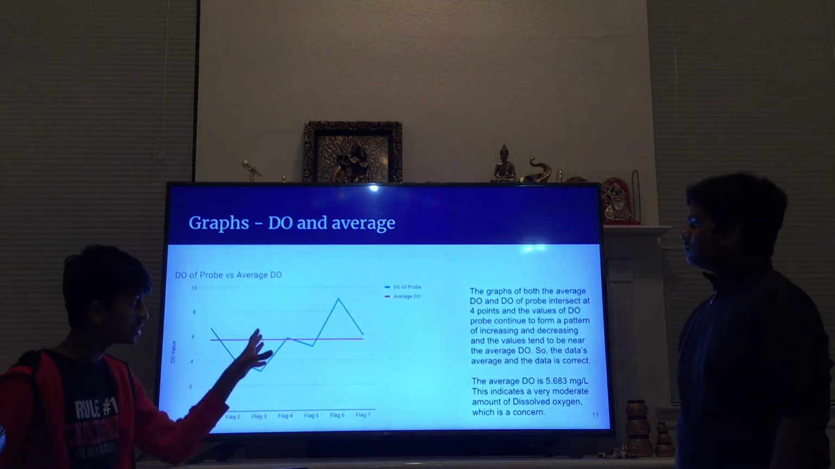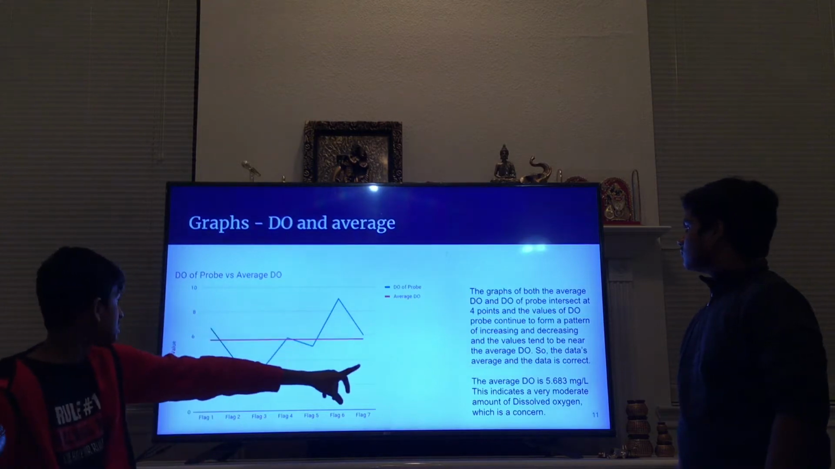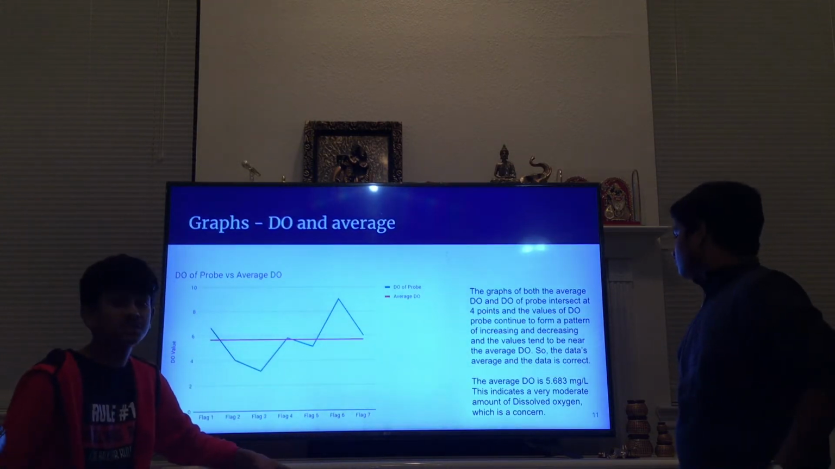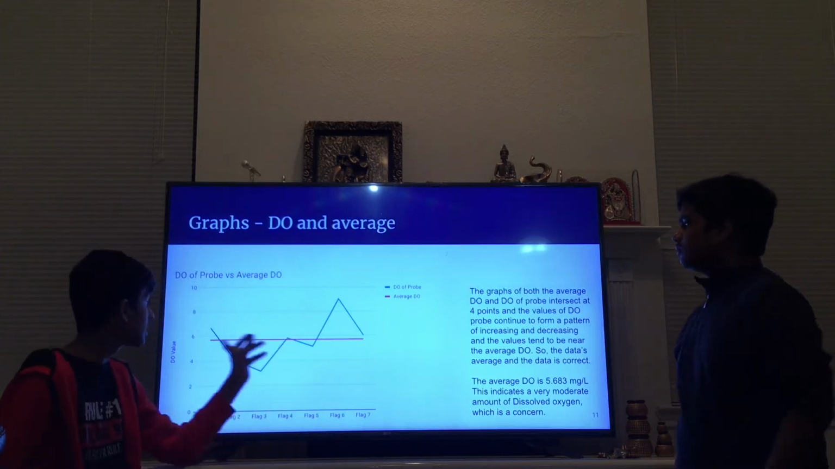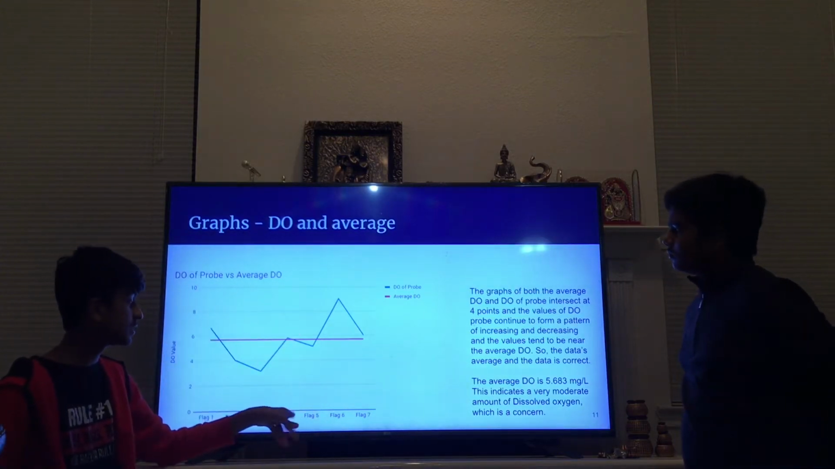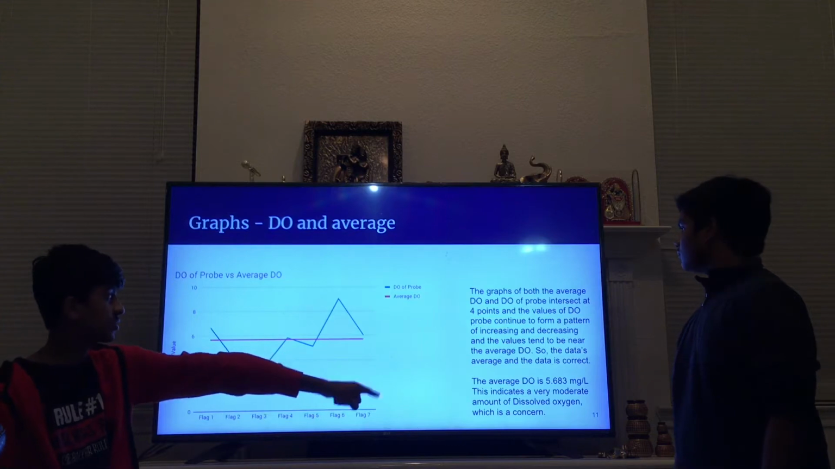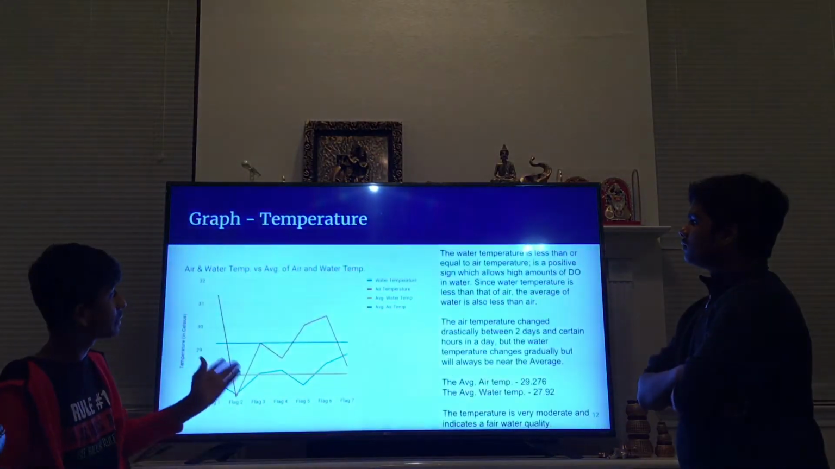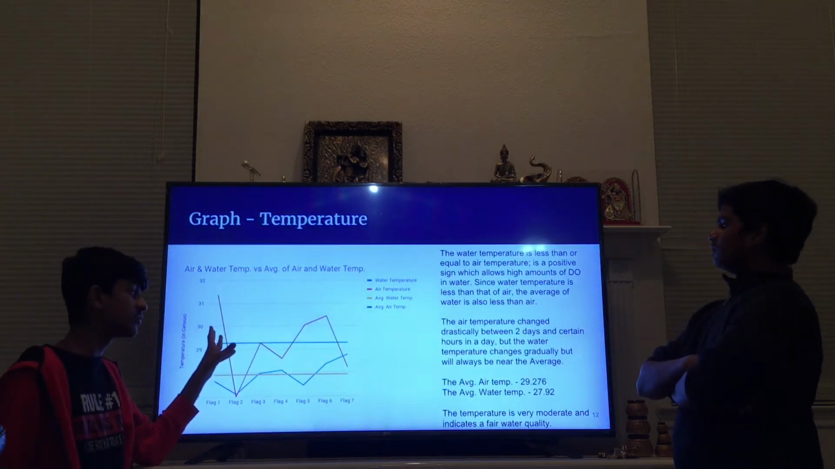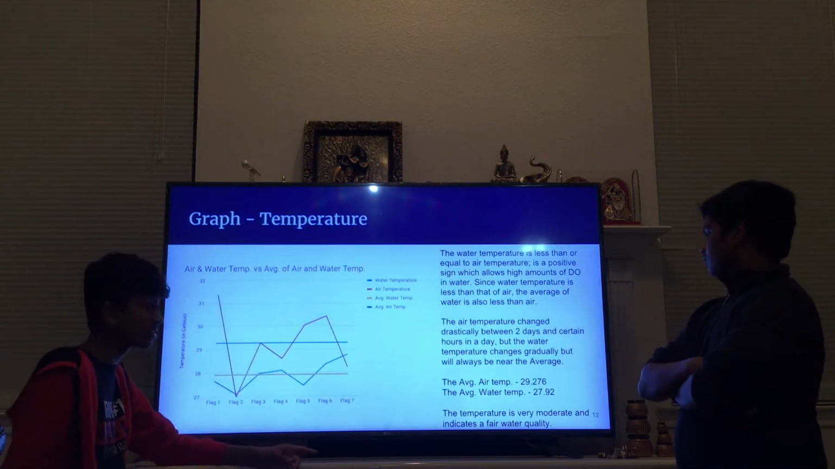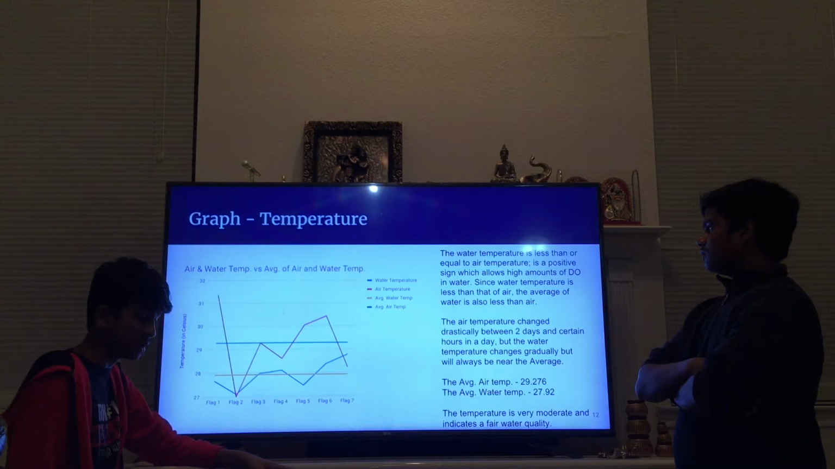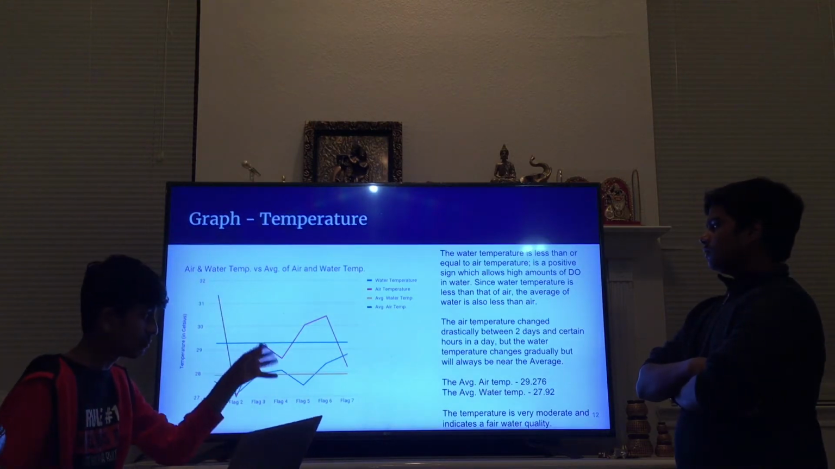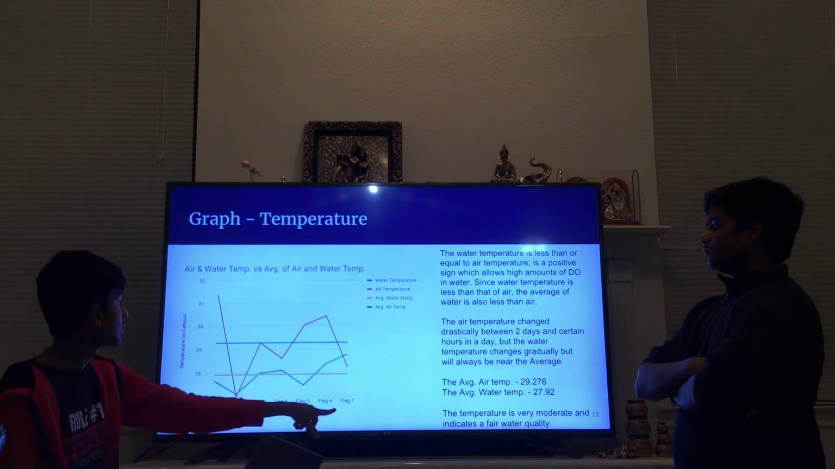So here's our dissolved oxygen. The dissolved oxygen showed a value of 5.683, which is very moderate, and it is a concern because it can drop very easily. And here's a graphical representation of the 7 different periods average data, which is around 5.683. The red is the average data, and the blue is the dissolved oxygen. Here's our temperature. Our average temperature for air was around 29.276 degrees and 27.92 degrees for the water temperature for the pond. And here are 7 different periods and the graph for it.